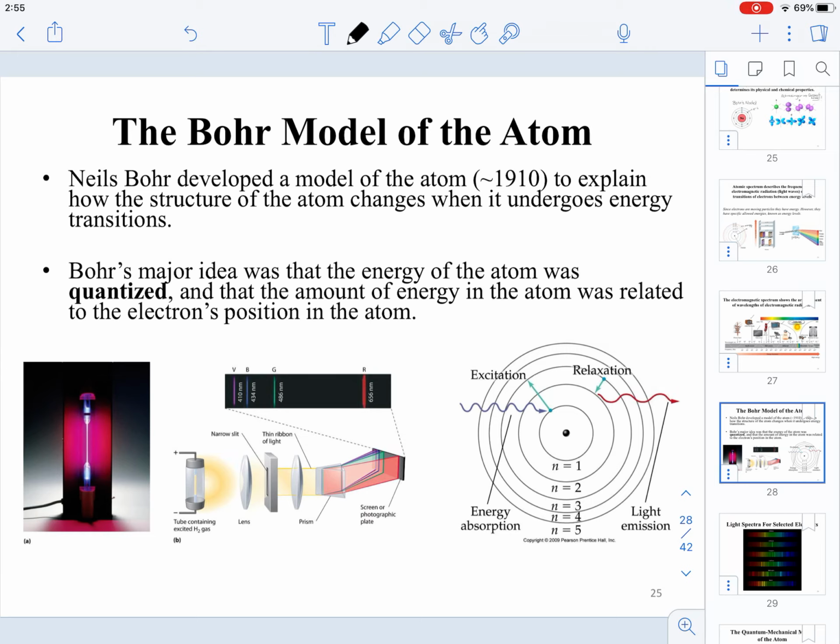So Bohr's major idea was that the energy of the atom was quantized, and that was very important because up until this point, we didn't know that electrons lived in quantized energy levels. Bohr proposed that the electrons were surrounding the nucleus like planets surround the sun. That's why these rings, he said that the electrons were in orbits. So that's what he called them.